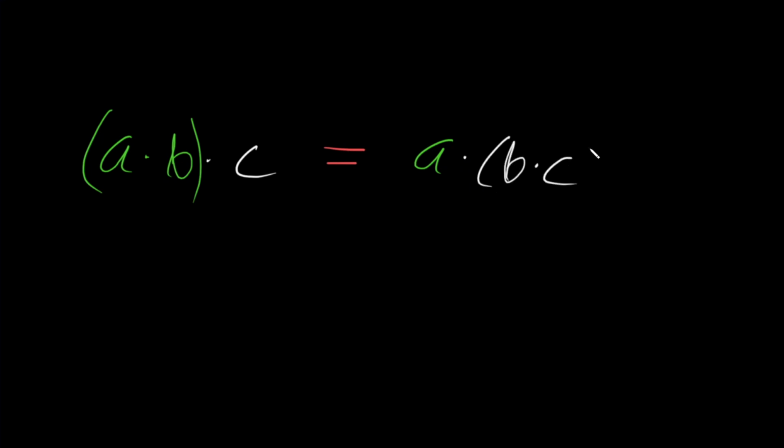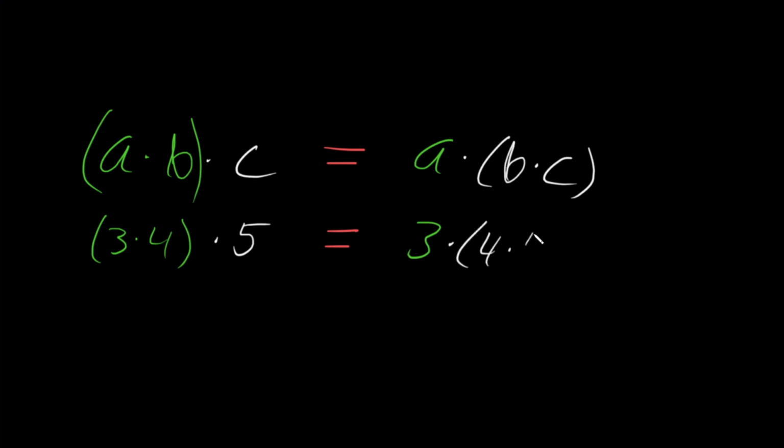Just like we saw in the previous video about commutative property, the associative property works both with addition and multiplication. So we'll take a look at a multiplication example. So if we have A times B times C, and let's go ahead and group A times B, that will equal A times B times C grouped. Using simple numbers to check, we can say 3 times 4 grouped times 5, and show that that's equal to 3 times the grouping of 4 times 5.